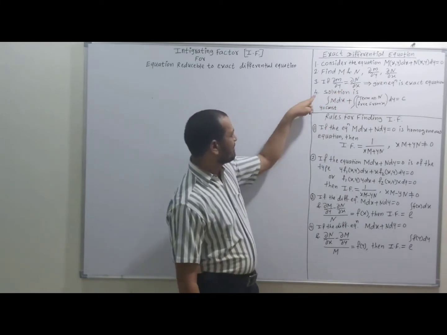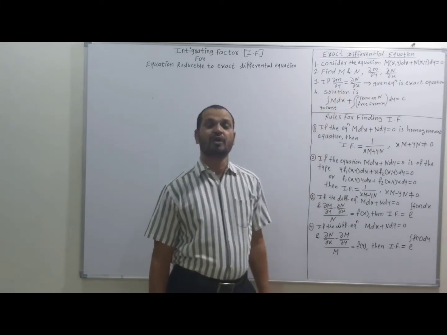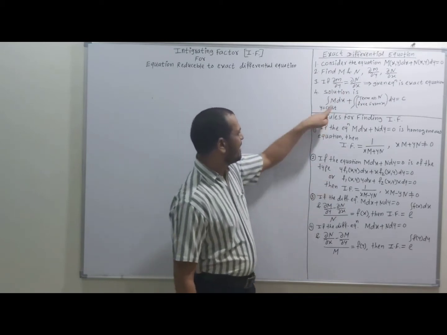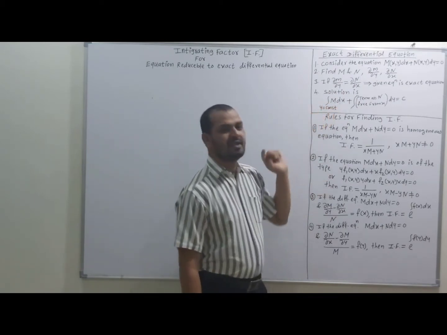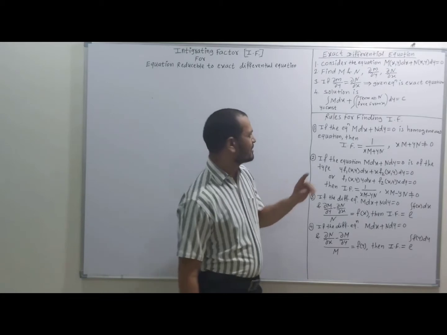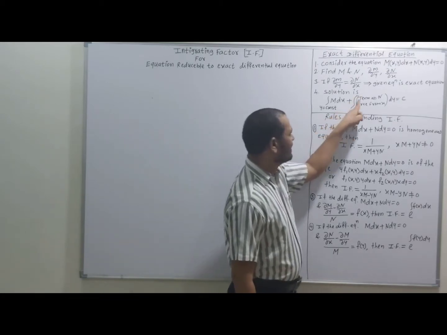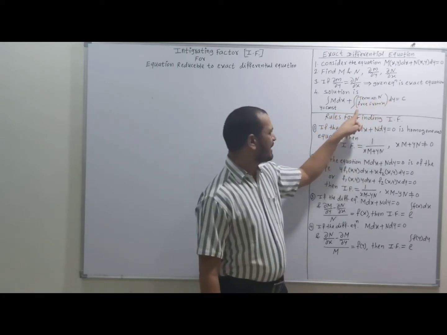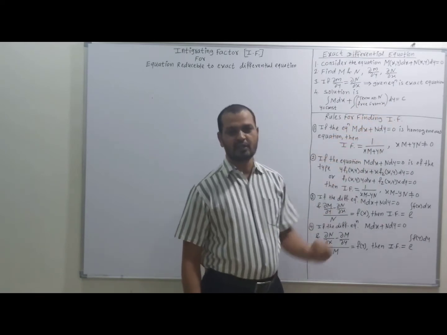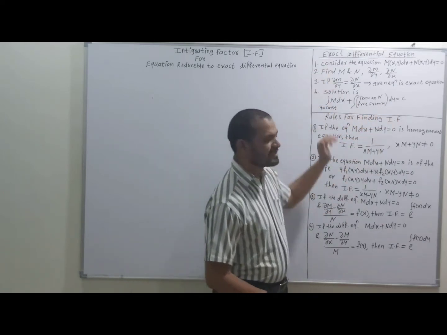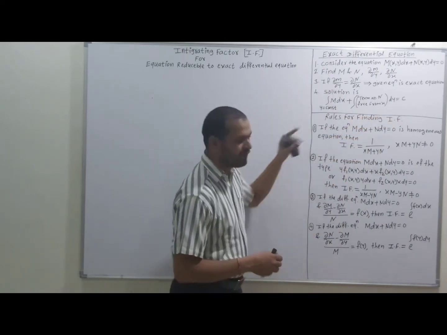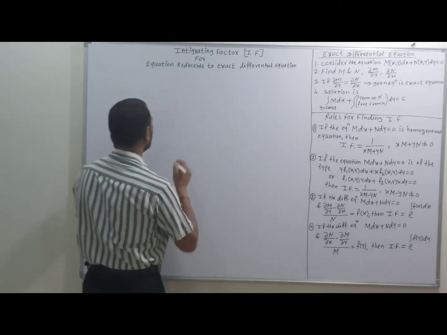So step number four: the solution of this exact differential equation is the integration of M dx, in which y is constant, plus the integration of those terms in N which are free from x, dy, equal to c. So this is called the exact equation. Now to understand this exact equation, let me give an example.